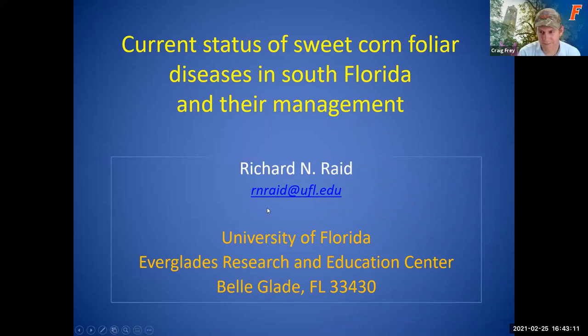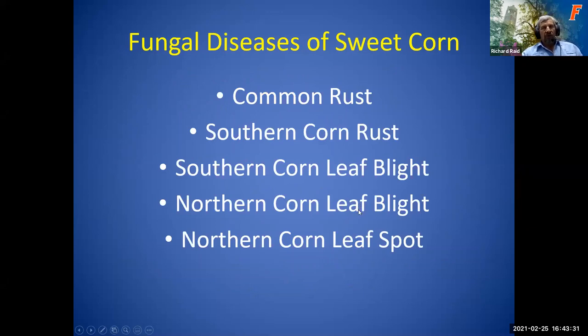My name is Dr. Richard Reed. I'm a plant pathologist here at the Everglades Research and Education Center, and I'll be talking a little bit about a few diseases on sweet corn, primarily foliar diseases. These are going to be primarily foliar blights and rust. We're really lucky that we only have a couple of important diseases on sweet corn, although there are dozens of diseases on corn in the state. These are the ones we see most commonly. The first of these is common rust and southern rust.